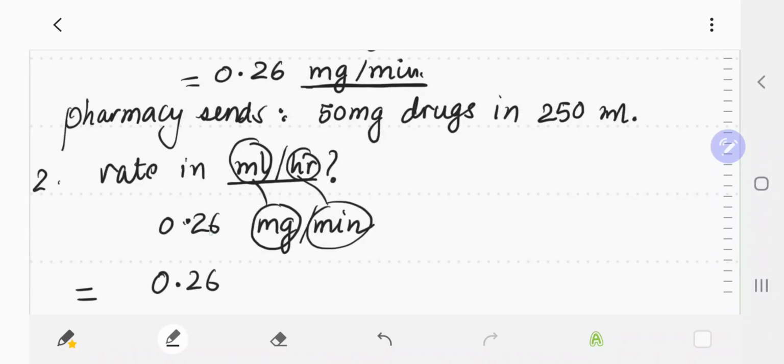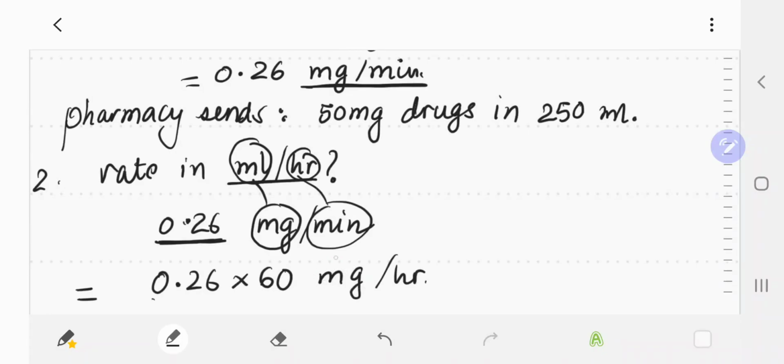If 0.26 milligram drug is required for 1 minute, how much drug would be required for 60 minutes? So this is the quantity of drug for 1 minute, right? For 60 minutes, 1 hour is 60 minutes, right? So for 60 minutes, you simply need times 60, milligram per 1 hour. Okay, so now I converted minute into hour.